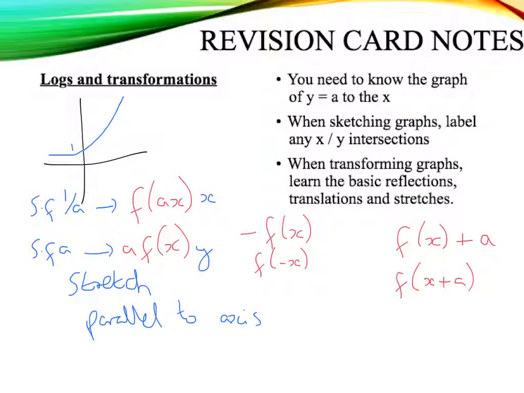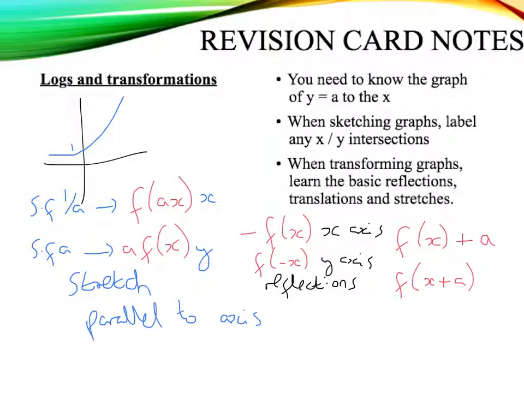This next little group here, we've got minuses, so these are all reflections. Again, if it's on the outside, it's an up and down reflection. On the inside of your brackets, a left and right reflection. So this one here is a reflection in the x-axis, up and down reflection. This one is a reflection in the y-axis, left and right reflection.